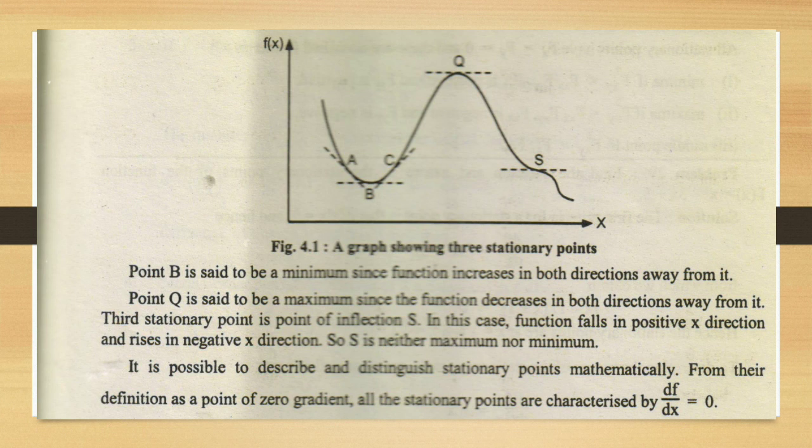Now in the graph, point B is said to be a minimum since the function increases in both directions away from it. Point Q is said to be a maximum since the function decreases in both directions away from it. The third stationary point is the point of inflection S. In this case, the function falls in the positive x direction and rises in the negative x direction. So, S is neither maximum nor minimum.